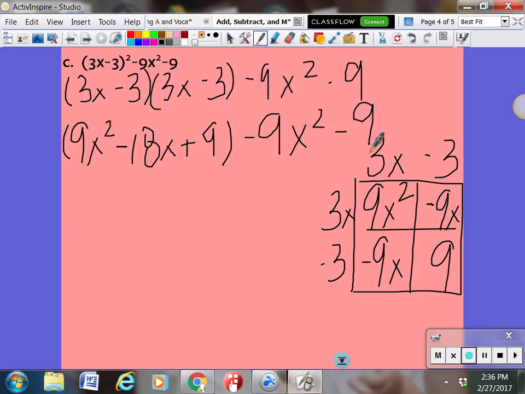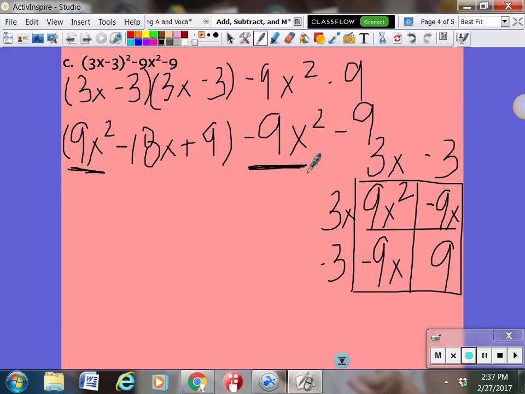I look at my number in front of my parentheses. It's just a positive 1, so I don't have to distribute it. So my next step is to look for like terms. Like terms are the same variable with the same exponent. So I look at my highest exponent of 9x squared. My like term is negative 9x squared. So 9 plus negative 9 is 0, so I don't have an x squared term.